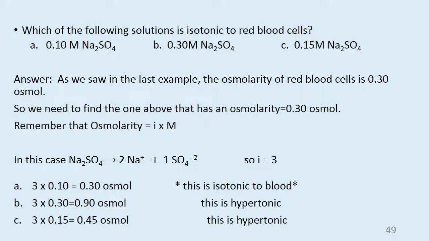The second one, which you might have guessed at first because it's 0.3, but since it breaks apart into 3 particles, is actually 0.9 osmolar, and so this would be a hypertonic solution. And C, 0.15 molar, since again we multiply by 3, would be 0.45 osmolar. Of course, like we saw in the previous example, 0.15 molar NaCl would be isotonic because we would multiply it by 2.